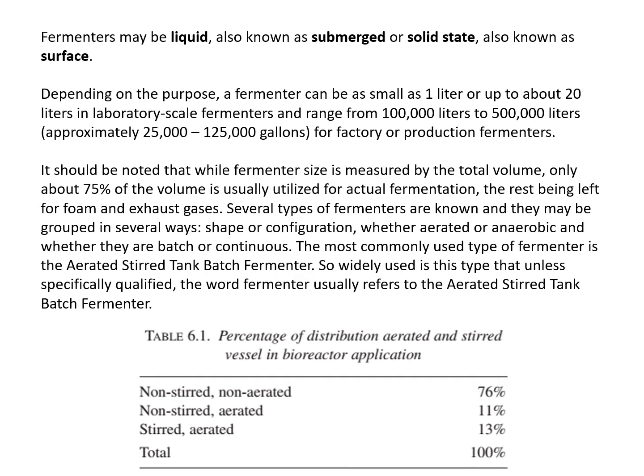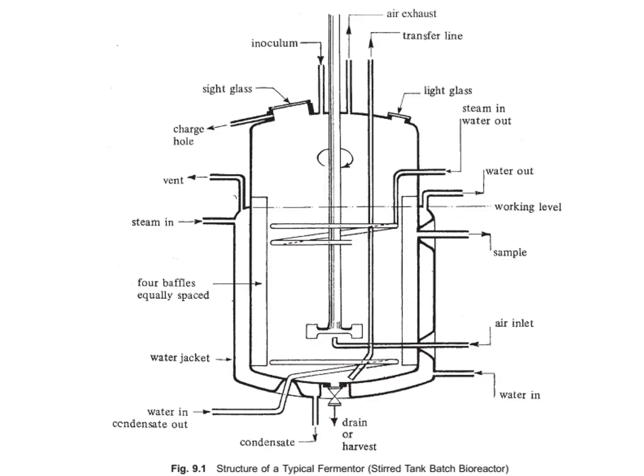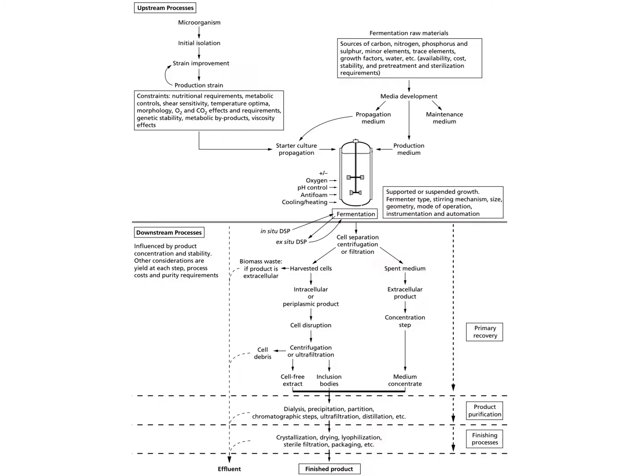So this is the next slide, and we have two different types of fermenters: submerged fermentation process and solid state fermentation process. So this is the ratio, that is the distribution of types of fermentation. That is non-stirred and non-aerated 76%, non-stirred and aerated 11%, stirred and aerated 13%. And this is the overall outline of fermenter or bioreactor. And this is an example of a complete setup of bioprocess.